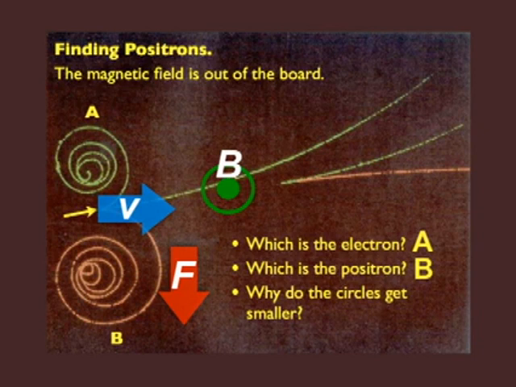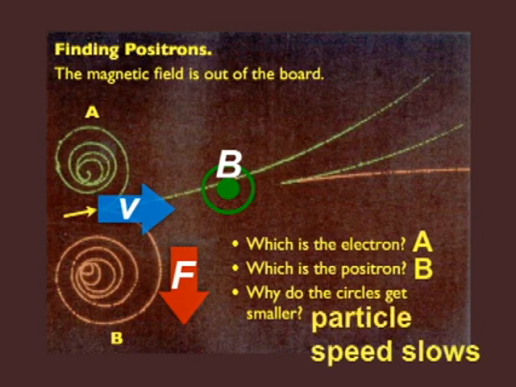How come the circles get smaller? Okay, let's think about it. What could change as the particle travels? Mass doesn't change. Charge doesn't change. What could change? The speed. Oh, what would happen to the size of the circle if the particle moved more slowly? It would get smaller. So the circles are getting smaller because speed is getting smaller.